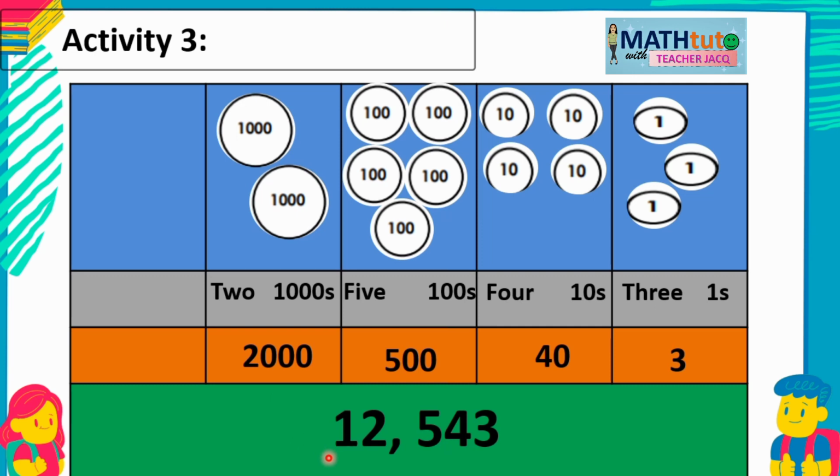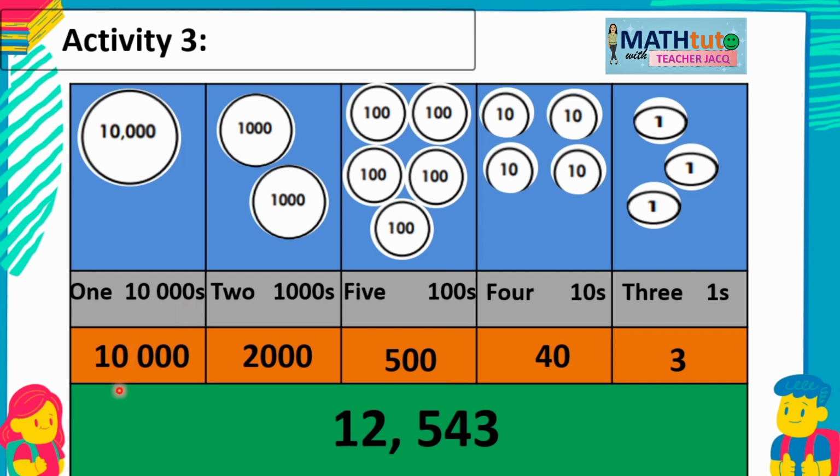And then for the last one, we have 1 here in 10,000 place value. So we will write 1 disk of 10,000. And then write 1 10,000s. 1 times 10,000 is equal to 10,000.